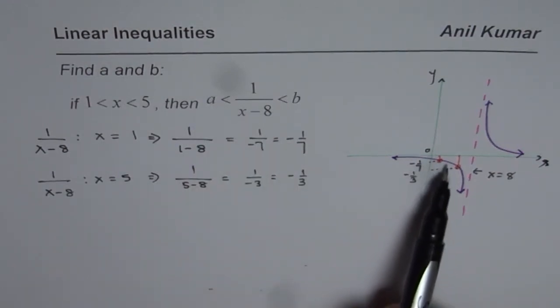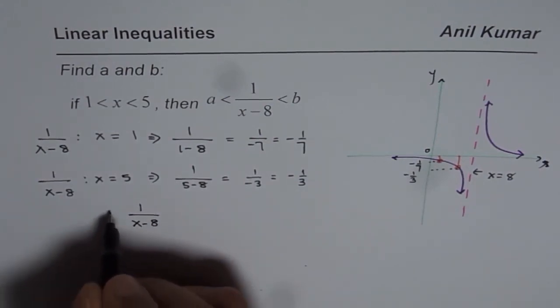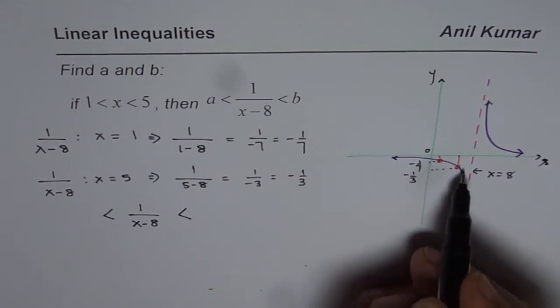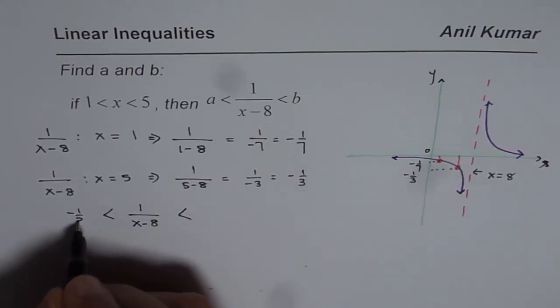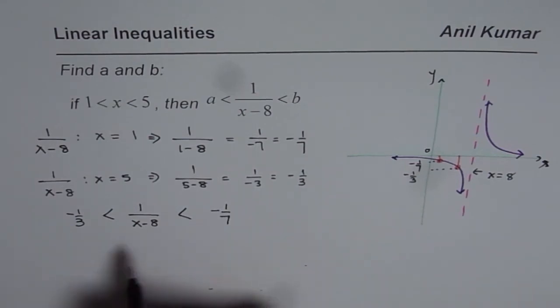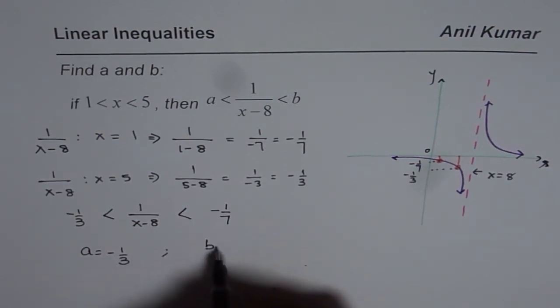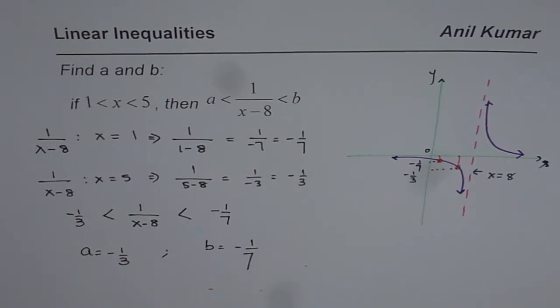So what we realize from here is that 1 over x minus 8 should be greater than minus 1 over 3 and less than minus 1 over 7. Comparing these two, we can say A equals minus 1 over 3 and B equals minus 1 over 7. So that is how we can solve this question. Have a good look at it, try to understand.